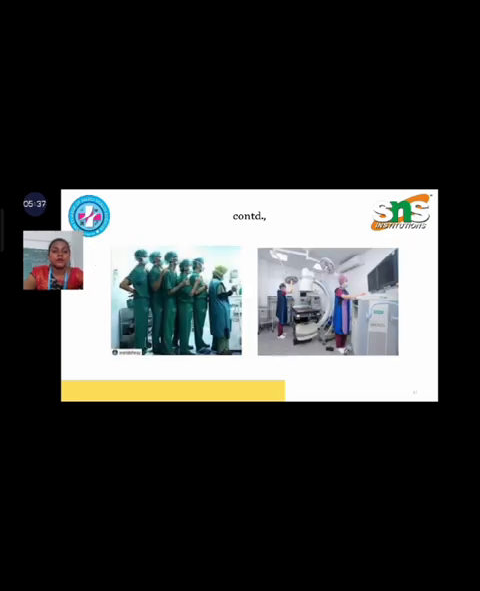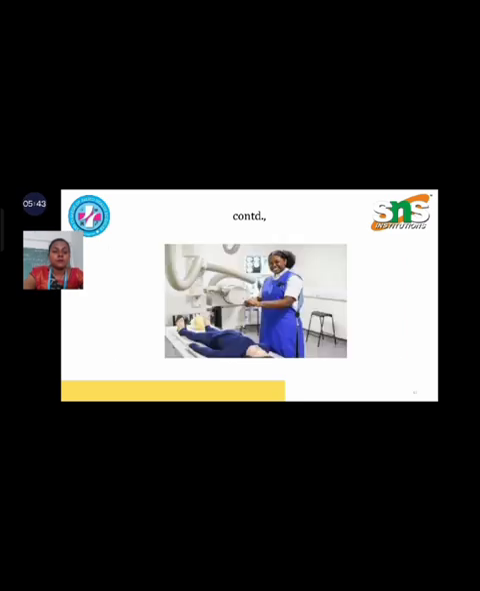So this is how an X-ray is performed in the OT. This is how a machine is operated in the OT, X-ray machine.